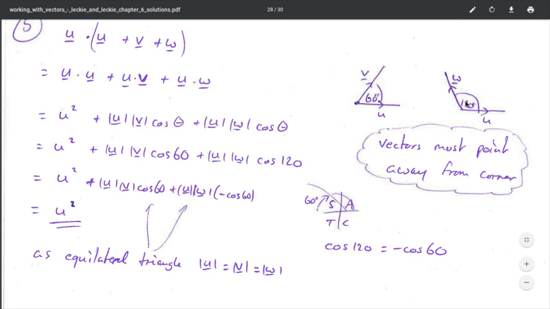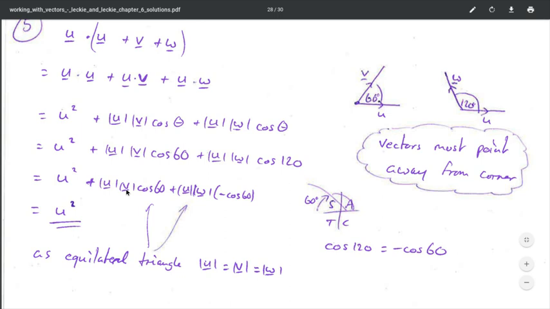So if this angle here was 60 degrees, which it was originally, if we're thinking of the original triangle being here, then we can move vector u along so that both vectors are pointing away from the corner. So 180 minus 60 is 120 degrees. So we will have u squared plus uv cos 60 plus uw cos 120.